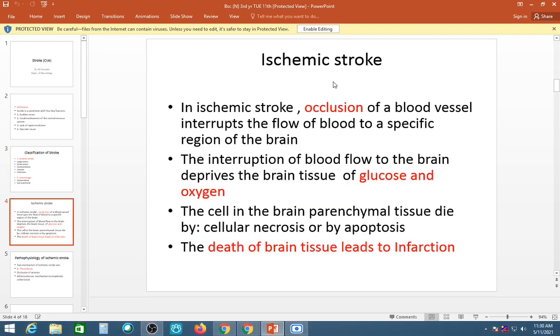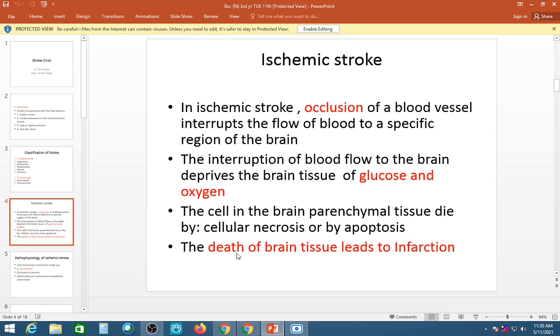So in ischemic stroke, we discussed that there is occlusion of the blood vessel. The occlusion occurs because of a process called atherosclerosis. Because of this occlusion, the nutrients of the brain, that is the glucose and oxygen, will not be going. And because the brain cells are not getting glucose and oxygen, they will die by cellular necrosis or apoptosis. These are the two pathologic processes of death of the brain cells.